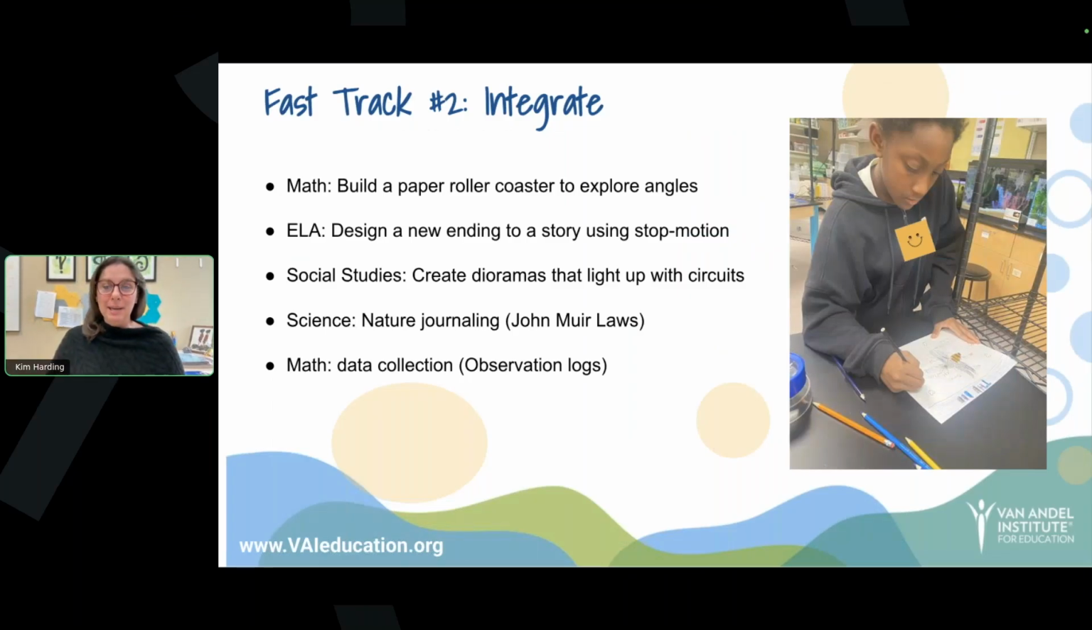All right, Integrate, another one. So just some examples here that I have listed for math, ELA, social studies, science, and another one for math there. So math to me just lends itself to so many creative things, and math is one of those places where I also feel like we could reach out to our students a little bit more and get them out of their seats and hands-on and doing some things creatively.